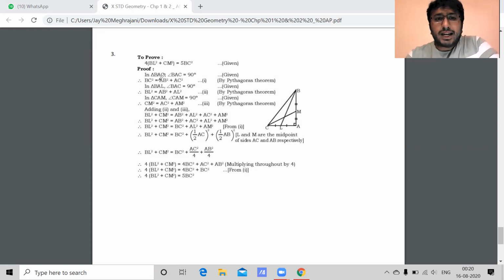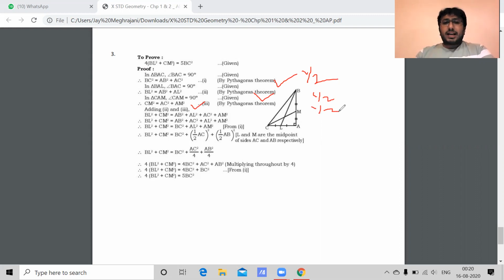BC is a side of right angle triangle, that is BAC. So we apply Pythagoras theorem in triangle BAC, you get half marks. We apply Pythagoras theorem in triangle BAL and you get another half marks. We apply Pythagoras theorem in triangle CAM and we get another half marks. Okay. So students, if you have applied 3 times Pythagoras theorem correctly, you get half marks for each. If you have done steps up and down, not gone in the same order, it's okay, you can give marks according to that.